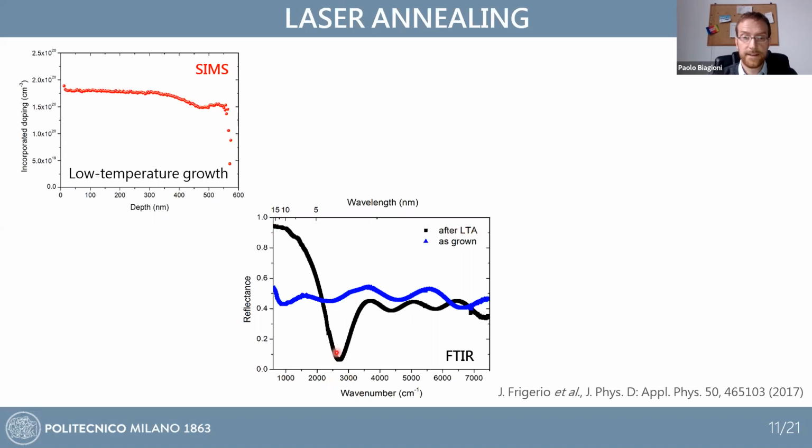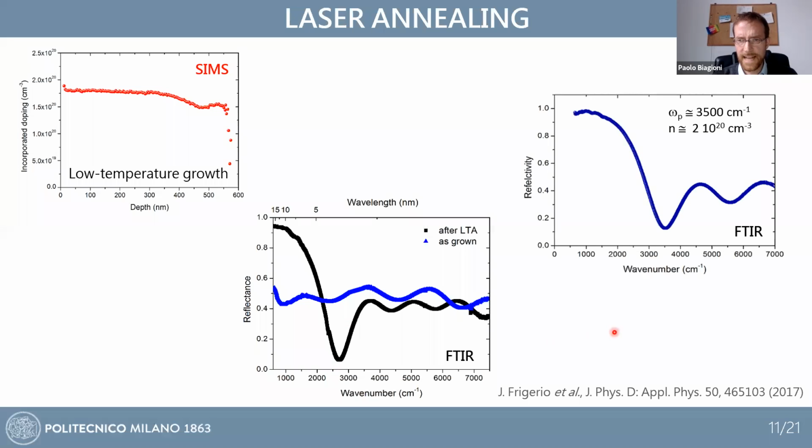And you can see we have a relatively high plasma frequency, which is more than 2500 wave numbers. Actually, our best result so far is this one with a plasma frequency of about 3500 inverse centimeters, which means that we have a doping density which is more or less equal to the incorporated doping, and which means that we cover the whole mid-infrared down to 3 micrometer wavelengths with these materials.